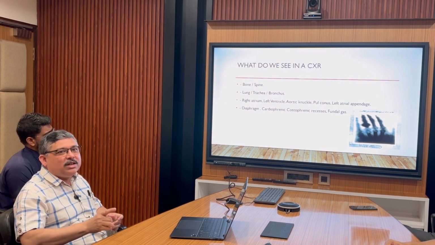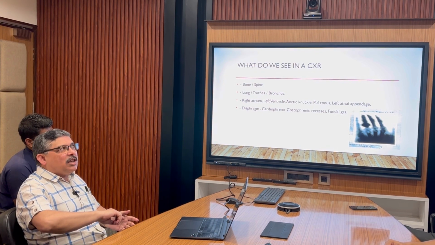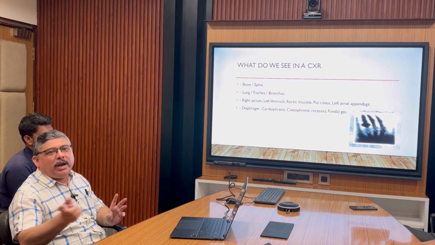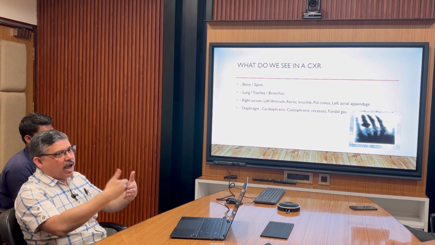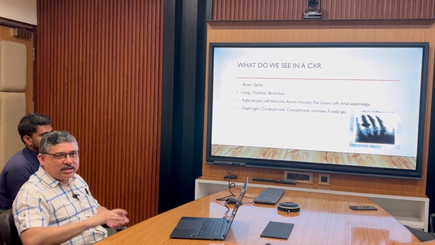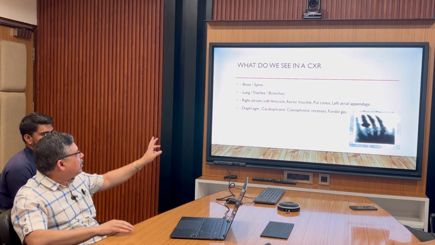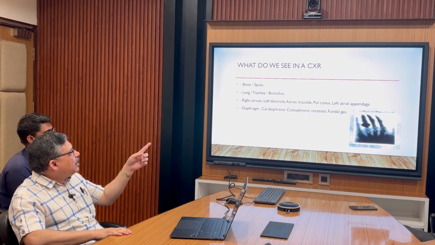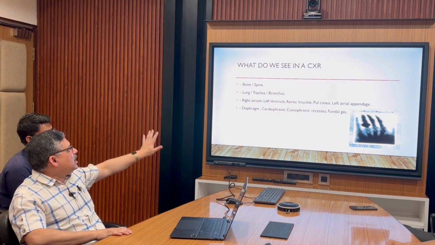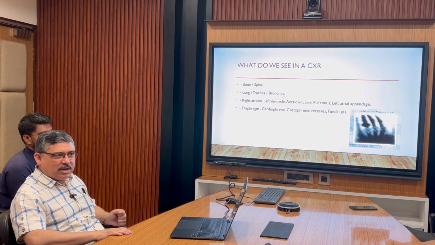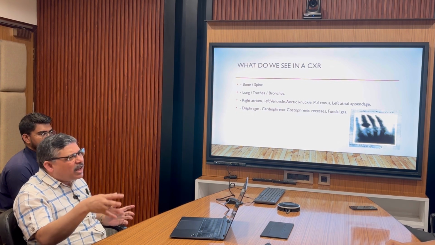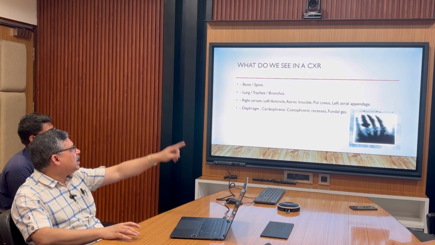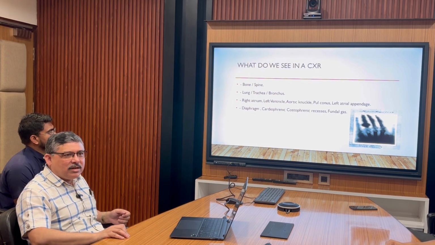We do not actually see the diaphragm. We see the silhouette of the diaphragm. Silhouette is a word that will be used very frequently in X-rays. Silhouette is a shadow. The edge of a shadow is known as a silhouette. So the silhouette of the diaphragm can be seen. The cardiophrenic and costophrenic recesses, and the fundal gas. These are the things that you will see in an X-ray, basically. There will be so many other things, but if somebody asks you what we see in an X-ray, these are the things that we normally see. Okay.